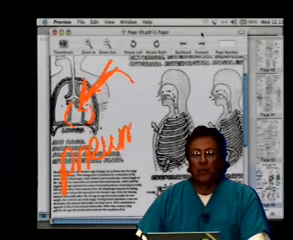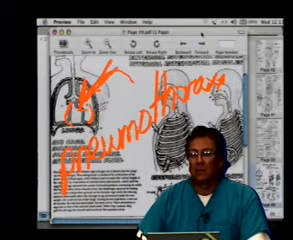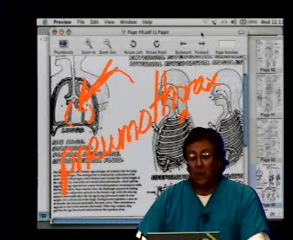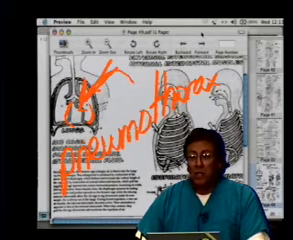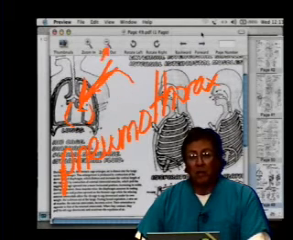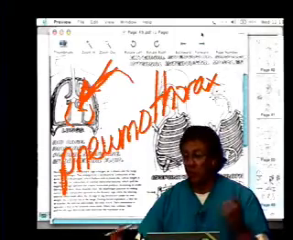This is referred to as a pneumothorax. Air in the thorax. And the problem with this is that when you inspire, instead of air coming down the trachea and into the lungs, it gets pulled through this hole. As a consequence, the lungs don't expand.